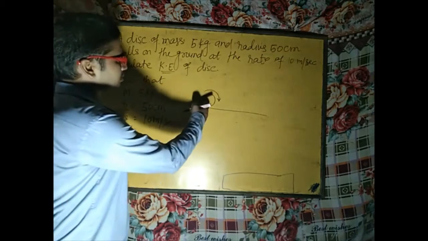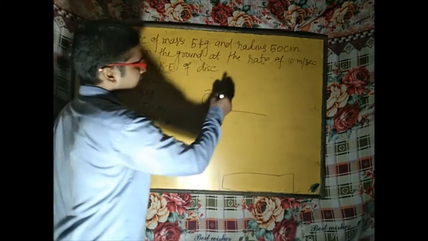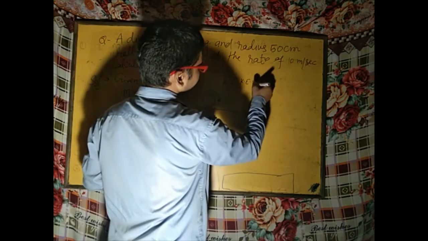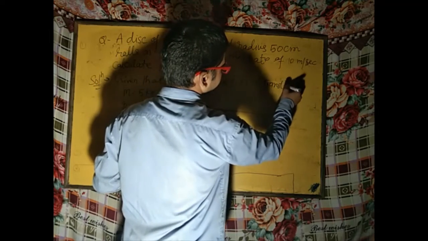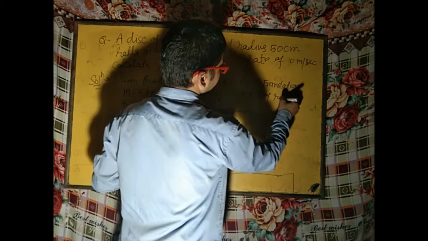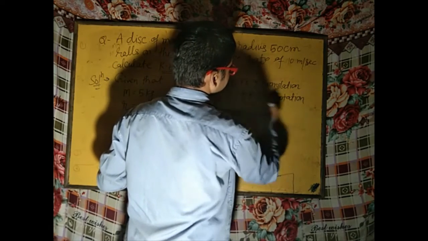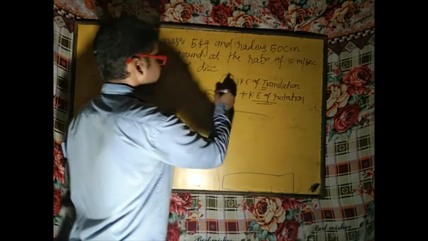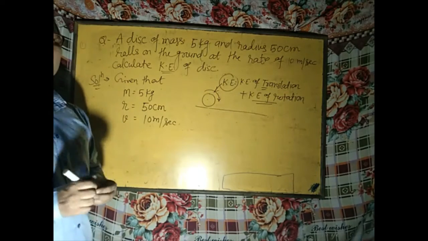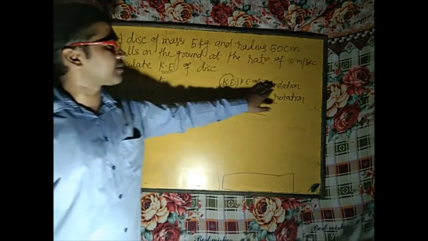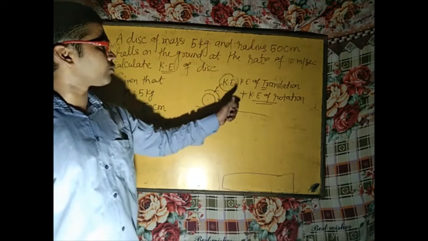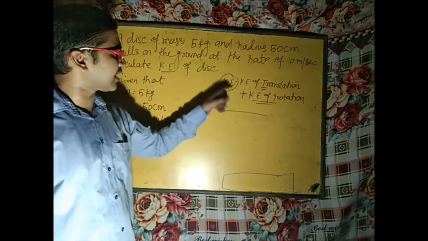So for this rolling disc, the kinetic energy will be kinetic energy of translation plus kinetic energy of rotation. This is the formula to find out the total kinetic energy of this rolling disc. If the disc is rolling, it has two types of motion. First one is translatory motion. Translatory motion means it covers some distance in a straight line. Second one is rotatory motion. It is rotating on its axis also.